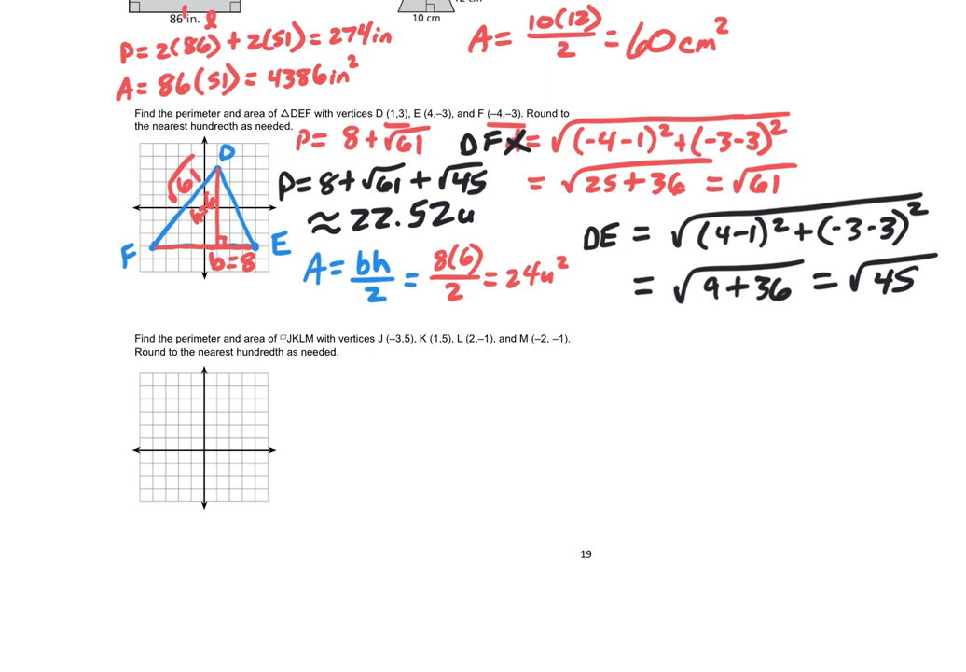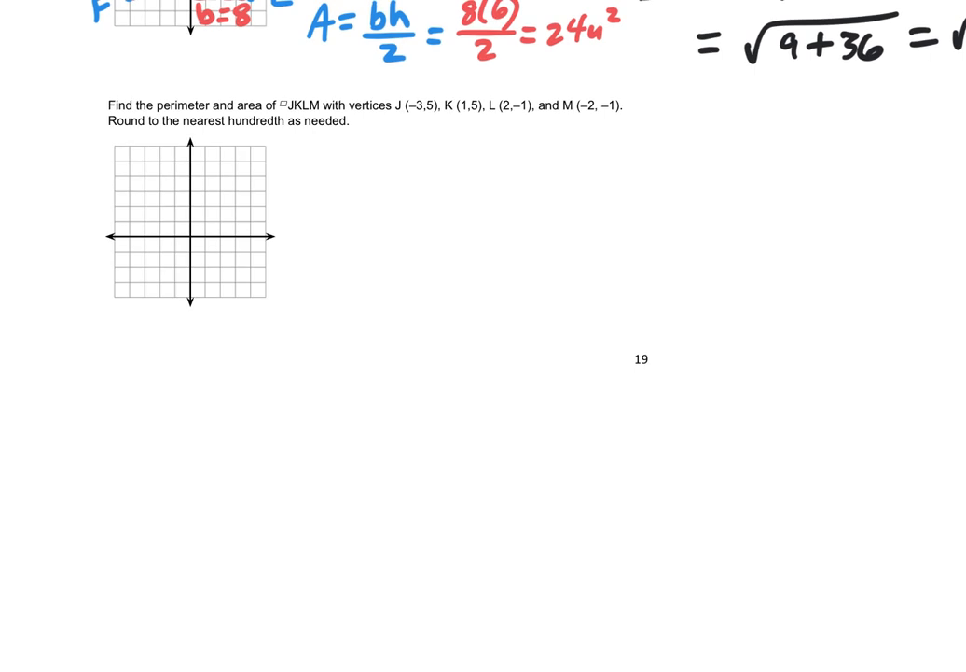The only thing I will say is different, and I don't think we'll go through this whole thing, because it's just a lot more of distance formula type of things, but just to talk about this one real quick. First of all, we have 4 points: -3, 5; 1, 5; 2, -1; -2, -1.